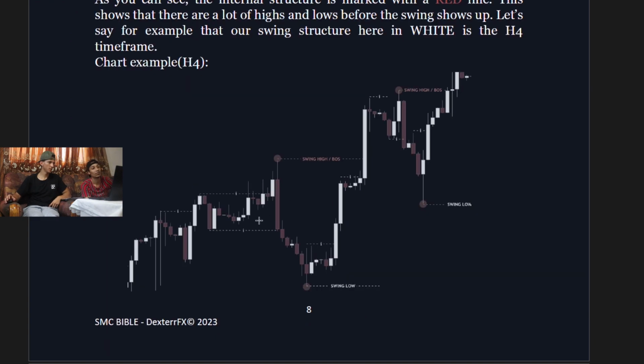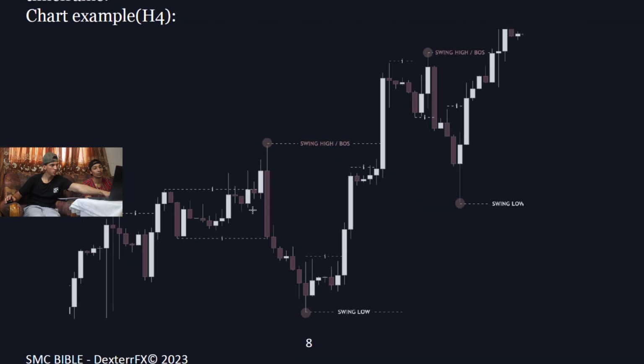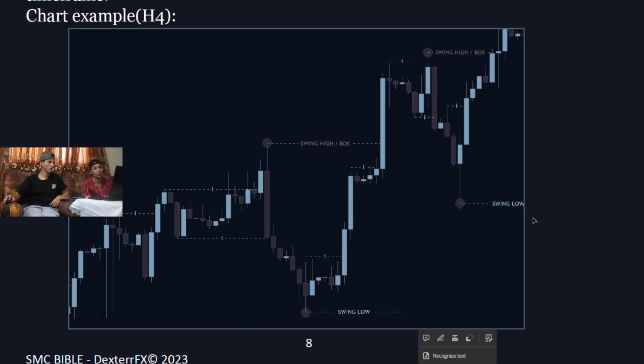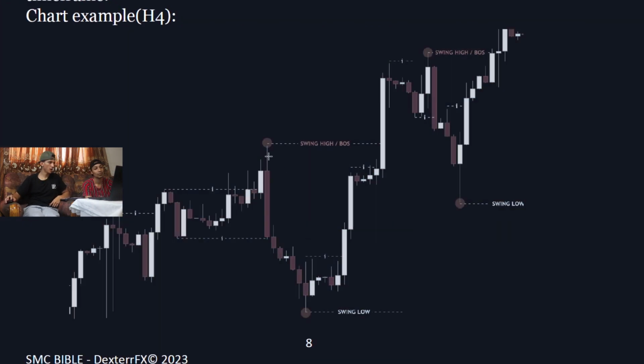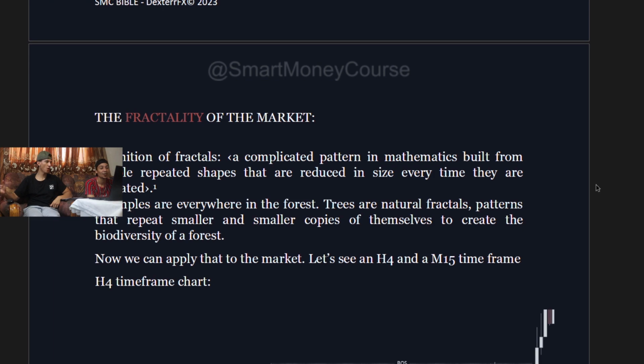So you can see here, it's just an illustration of this. Zoom it in a little bit. There we go. So okay, that's a photo. There we got our swing high, our swing low, swing high, swing low. The fractality of the market.